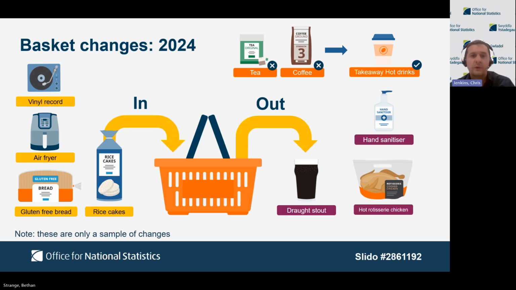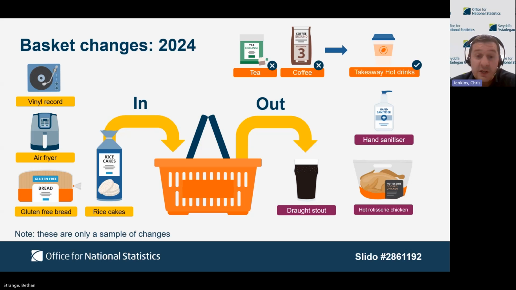Then moving on to removals, someone quite correctly said hand hygiene gel was removed, and we had seen a reduction in shelf space since the height of the coronavirus COVID-19 pandemic. So we removed hand gel as a result. We also removed draft stout, which was overrepresented in the basket. Analysis had shown that price movements are similar for draft stout compared to draft bitter. So by dropping this item, it would have little impact, as we are confident that the price movements for this item were represented by the bitter item.